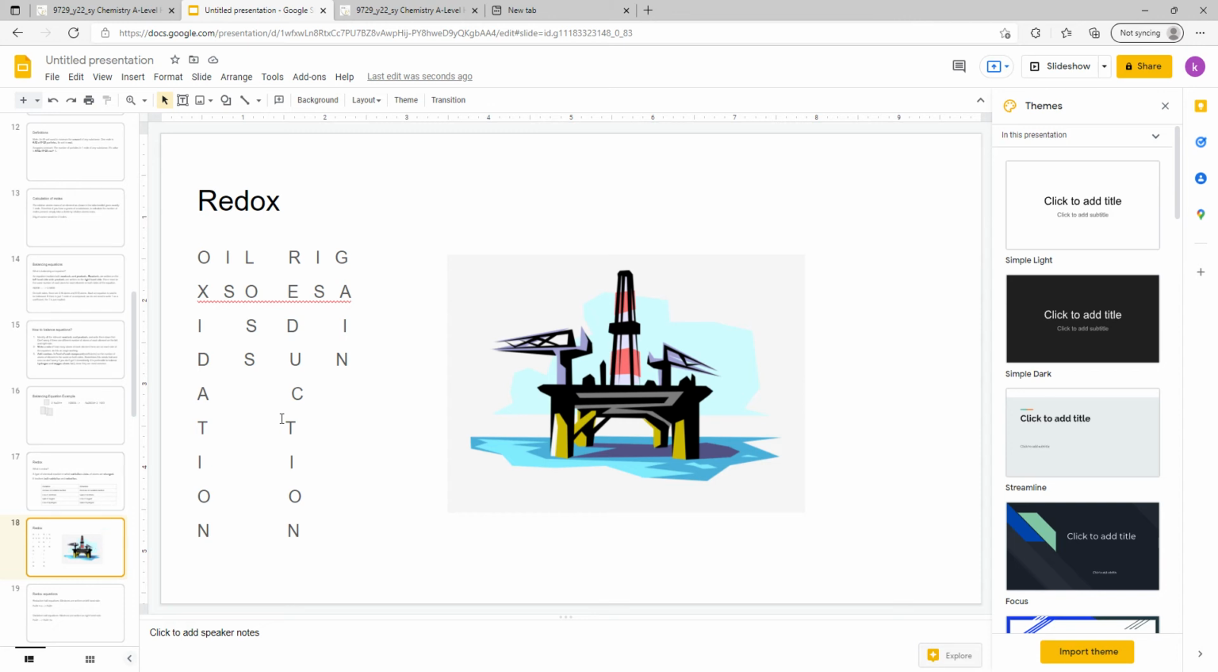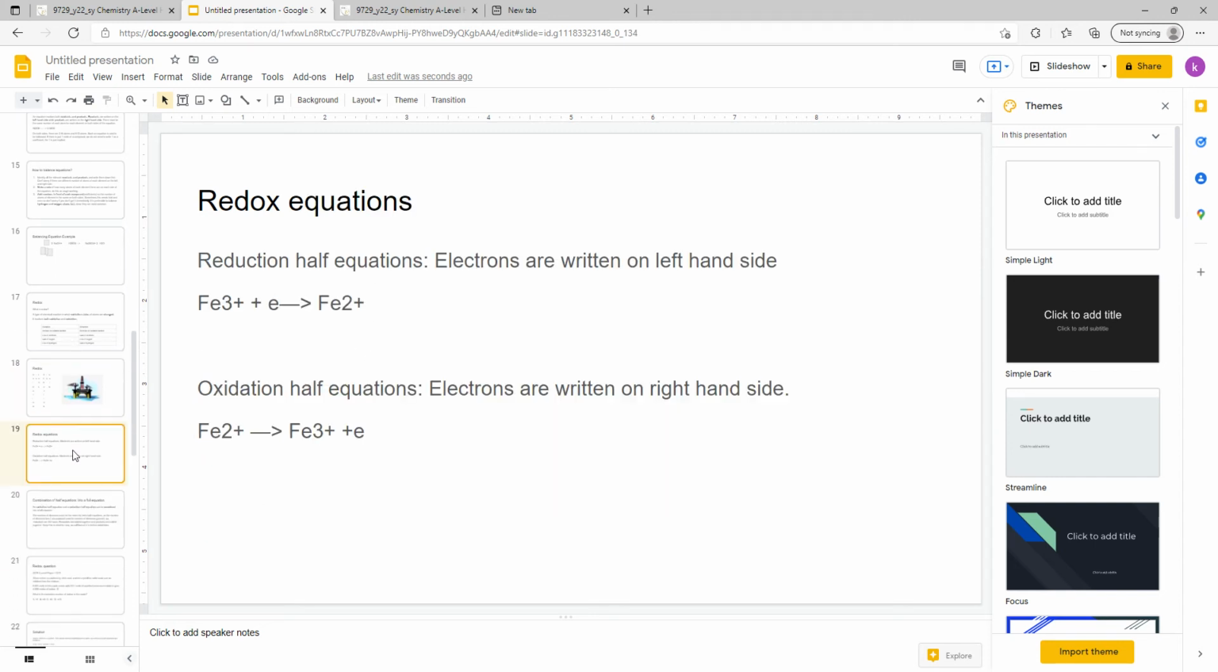One easy way to remember things about redox is the term OIL RIG, where oxidation is loss of electrons and reduction is gain of electrons. So in redox there are half equations. There are reduction half equations and oxidation half equations. As we previously mentioned, in reduction, electrons are gained, therefore they are written on the left hand side. In oxidation, since electrons are lost, we write them on the right hand side.